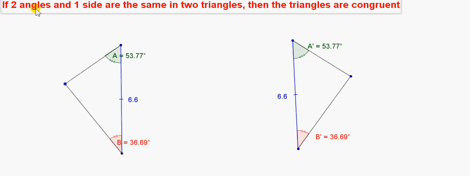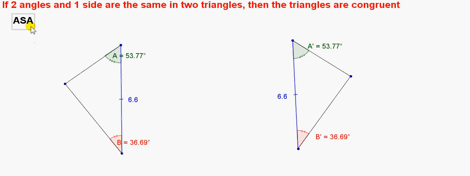I don't have to state that two angles have to be the same. I could just say if the angles are the same. Because if two angles are the same, then by default the third angle has to be the same, because the three of them add up to 180. But anyway, this is usually the way it's stated.